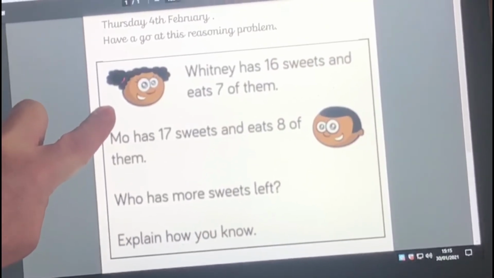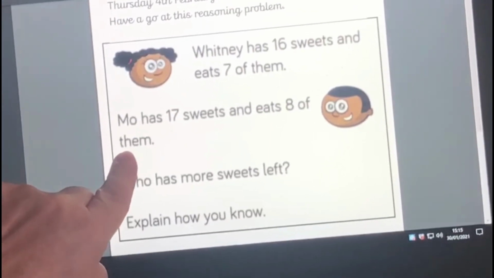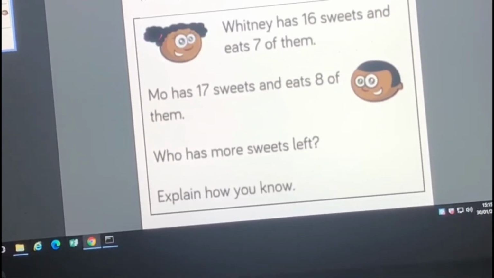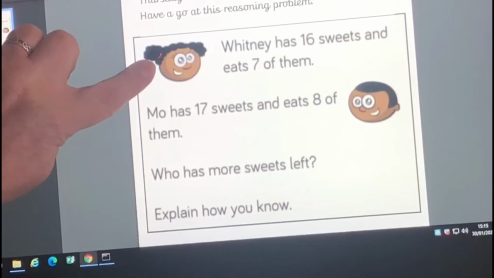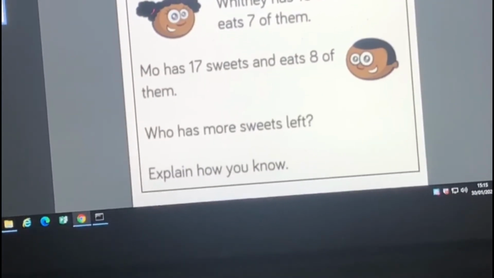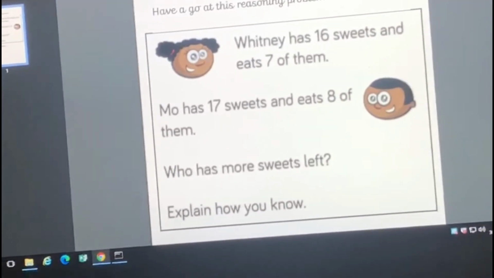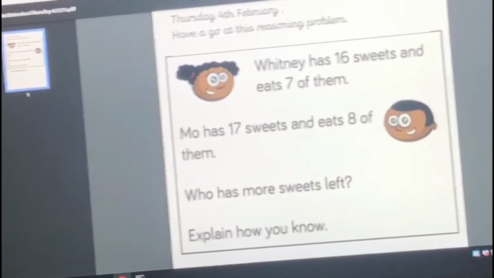Whitney has 16 sweets and eats 7 of them. Mo has 17 sweets and eats 8 of them. Who has more sweets left? So you're going to have to work out how many Whitney has, how many Mo has, who has more, who has less, or do they have the same? And you can explain to somebody near you how you know.